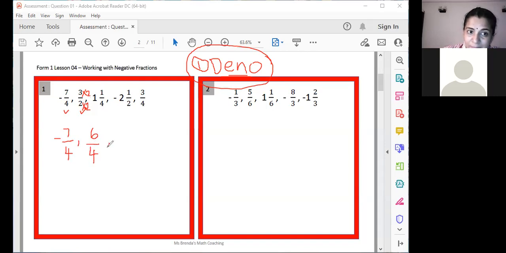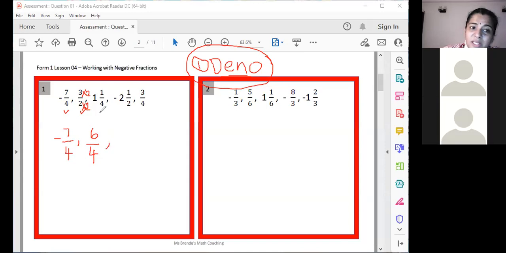Do you understand? Now this one, change it to an improper fraction. So 4 times 1, 4, 4 plus 1, 5. It becomes 5/4. It's positive, okay? This one, 2 times 2 is 4, 4 plus 1 is 5. So this one is 5/2, okay?